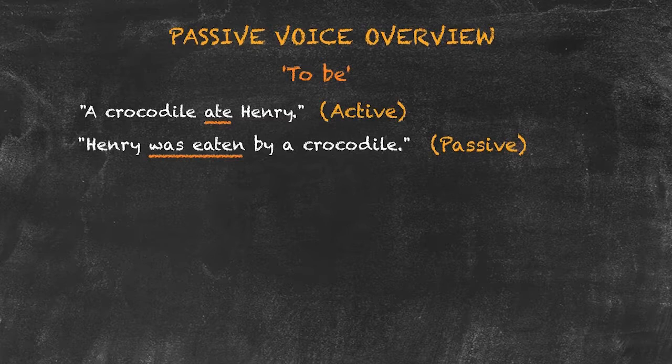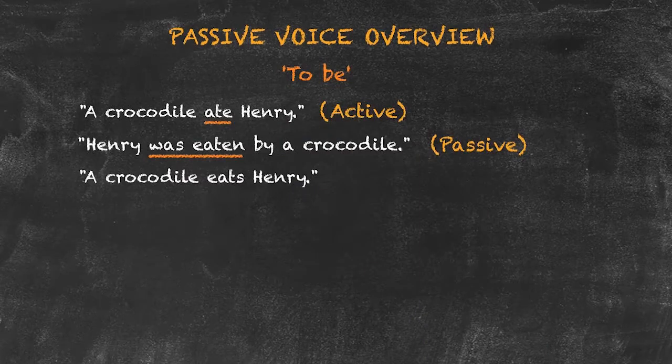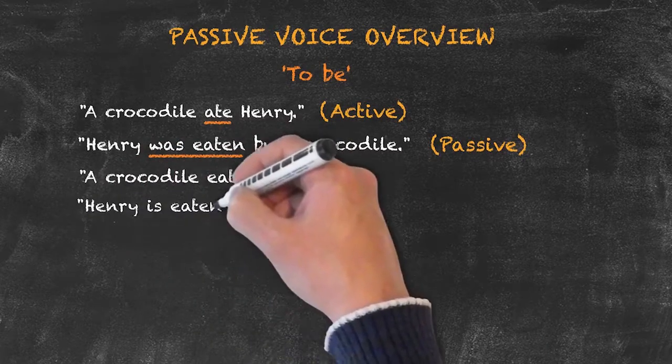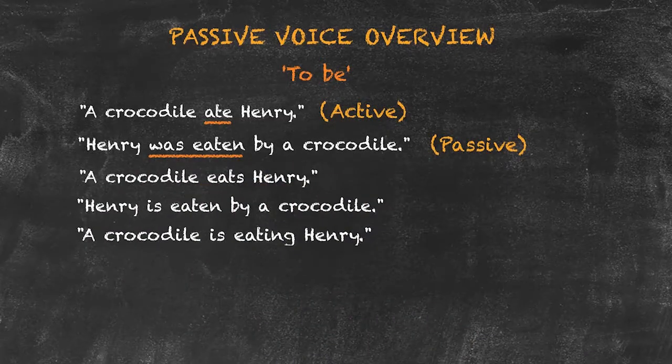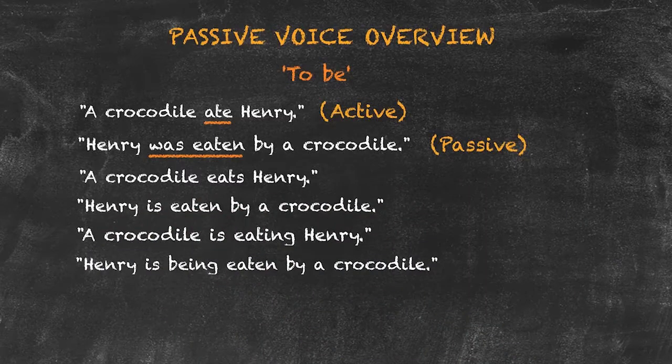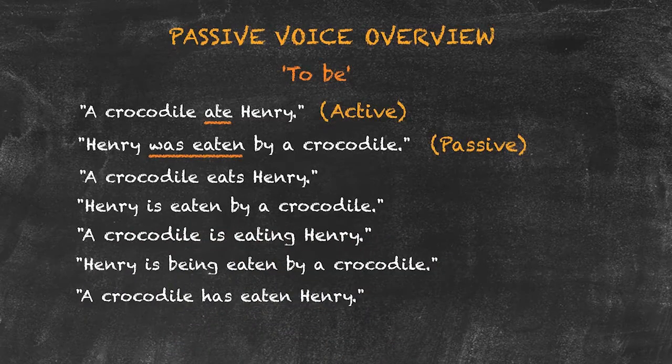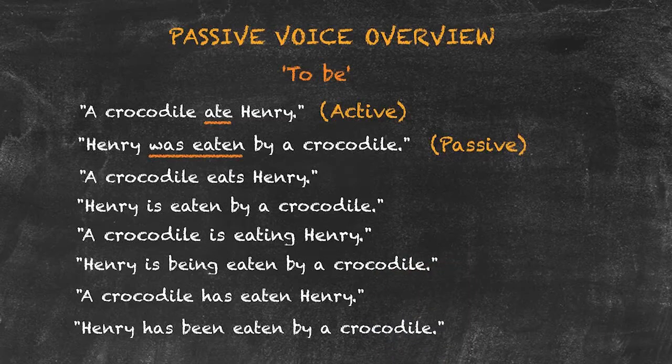Likewise, if we use the present simple, "a crocodile eats Henry," we have to use the verb be in the present simple. So it becomes "Henry is eaten by a crocodile." We can also have a look at "a crocodile is eating Henry," which is the present continuous tense. To put this into the passive voice, we then have to say "Henry is being eaten by a crocodile." The present perfect tense, "a crocodile has eaten Henry," "Henry has been eaten by a crocodile," and so on. We can see that the sentences pretty much stay the same. The only thing changing here is the verb be, changing into the correct form to match the original sentence.